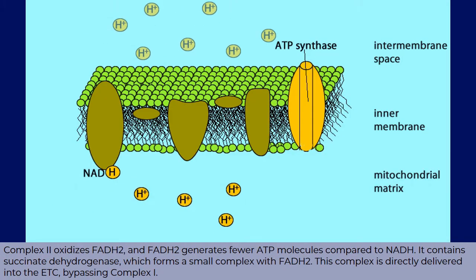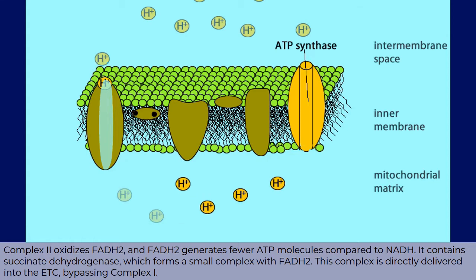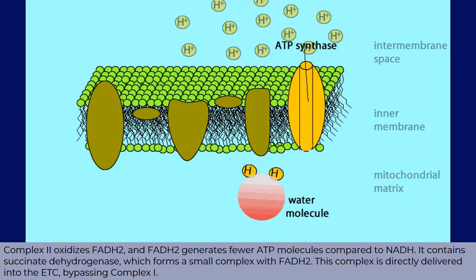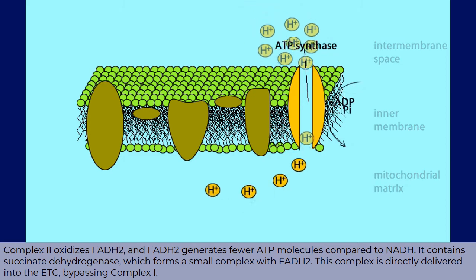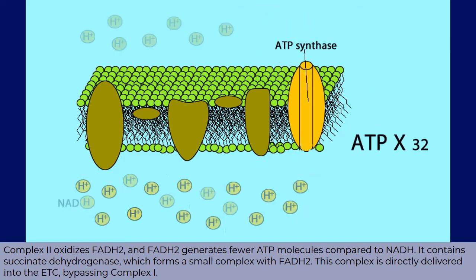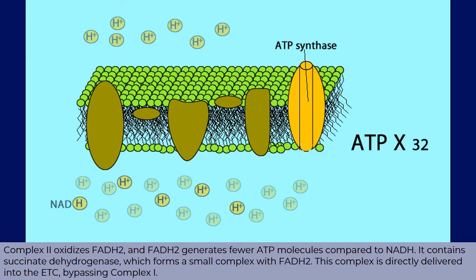Complex 2 oxidizes FADH2, and FADH2 generates fewer ATP molecules compared to NADH. It contains succinate dehydrogenase, which forms a small complex with FADH2. This complex is directly delivered into the ETC by bypassing complex 1.